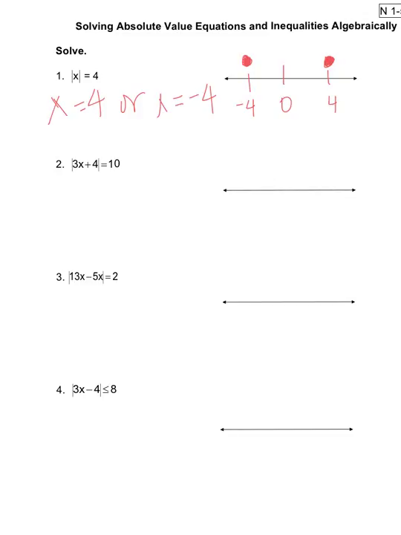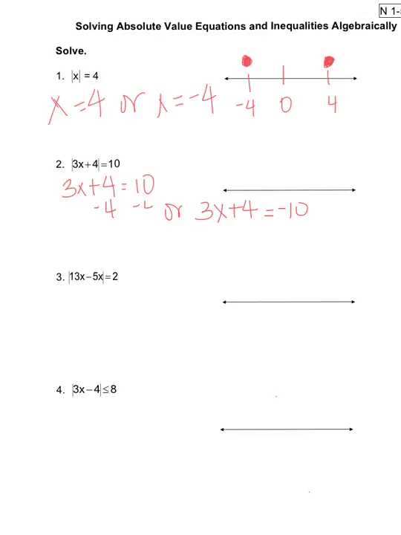Okay, so number 1 was pretty easy. Now let's look at 2. It says absolute value of 3x plus 4 equals 10. So we know 3x plus 4 has to equal 10, because when we take the absolute value of 10, we get 10. But it can also equal -10, because the absolute value of -10 is 10. So we're going to set up two different equations here. 3x plus 4 equals 10, or 3x plus 4 can equal -10. Okay, so we're solving both equations. We're going to get two answers.